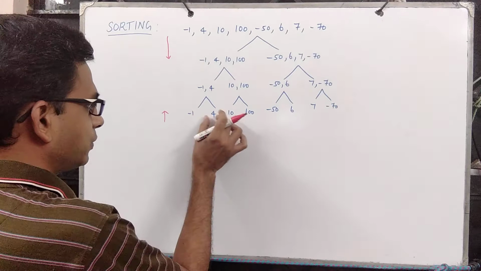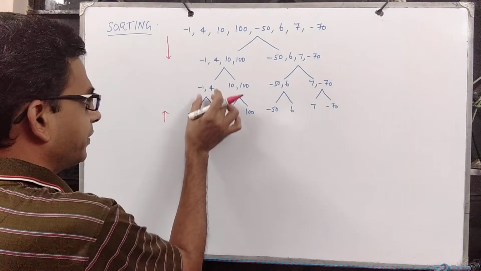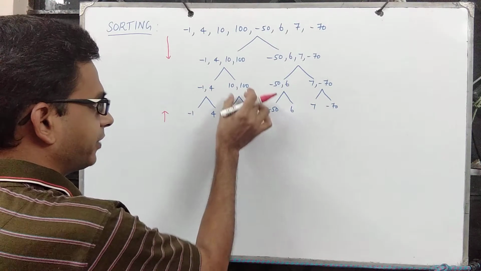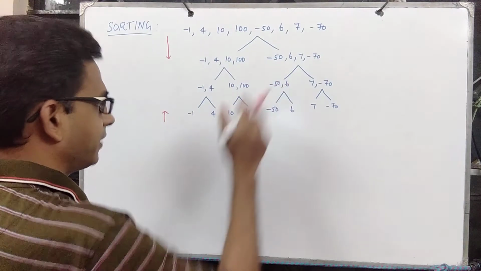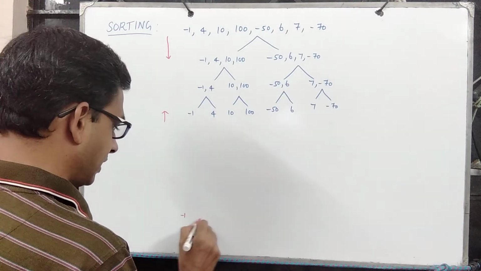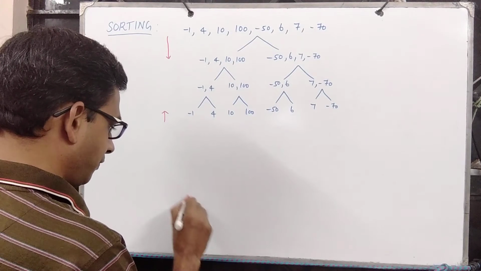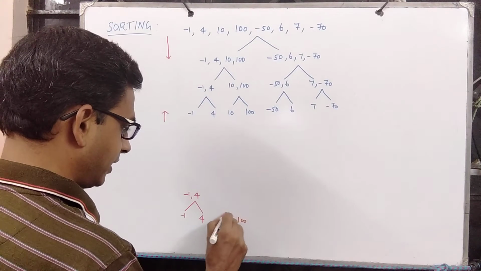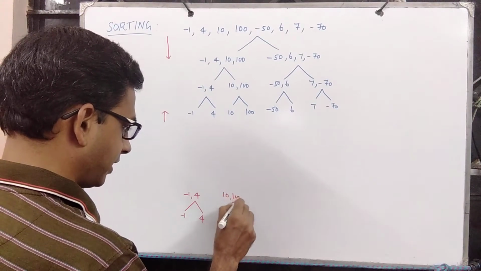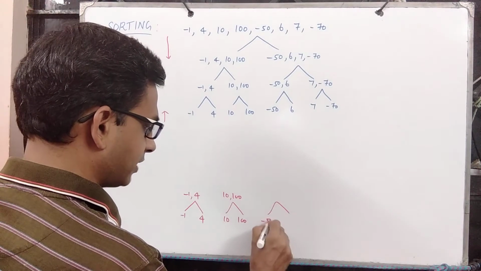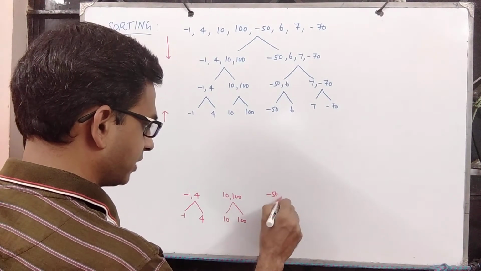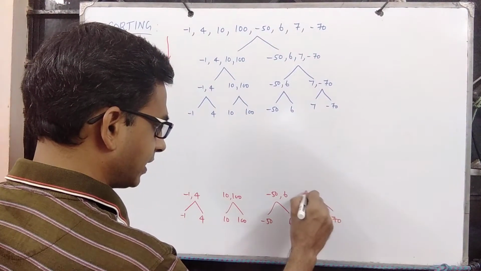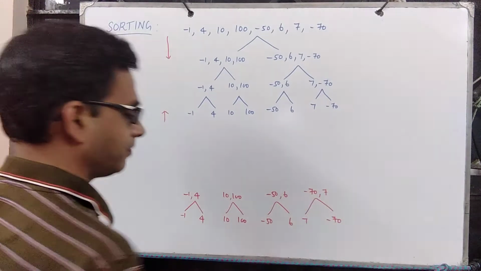Now with the help of these two sorted arrays, we are going to create a sorted array over here. Similarly, this is sorted, we are going to create a sorted array over here. So like that we are going to do this. We are sorting in increasing order, so we sort this. Then 10 and 100, we write it as 10, 100. And then minus 50 and 6, it is minus 50 and 6. And on this side it is 7 and minus 70. When we sort, it becomes minus 70, 7.